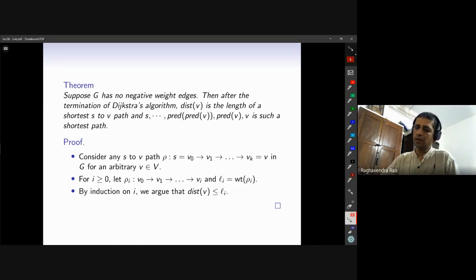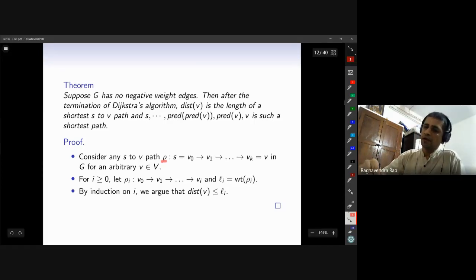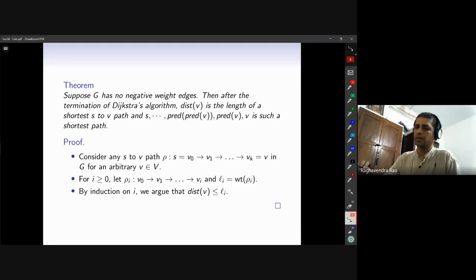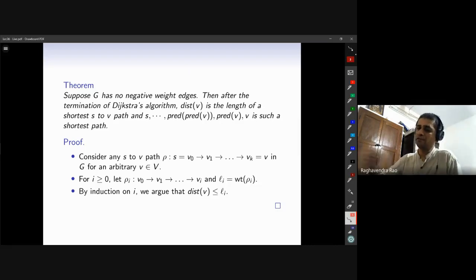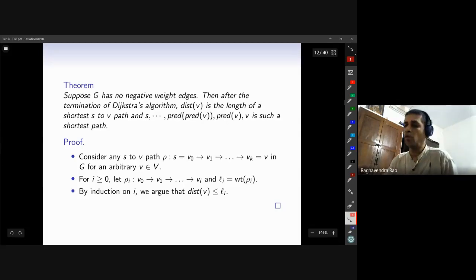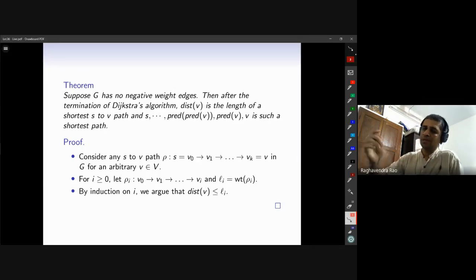Now we argue that the weight of rho is at least distance of V. That is, the sum of weights of the edges in the path is bounded below by the distance of V. So for every s to V path, distance of V is at most the length, or weight, of that path. In other words, if you take the shortest one, the distance will be equal to that of the shortest path. The argument is via induction.